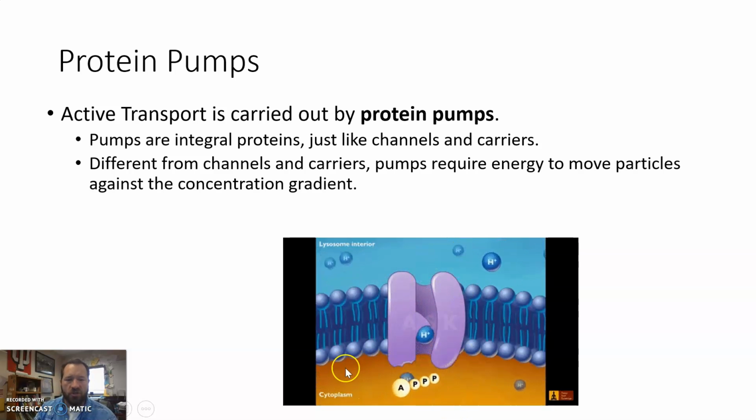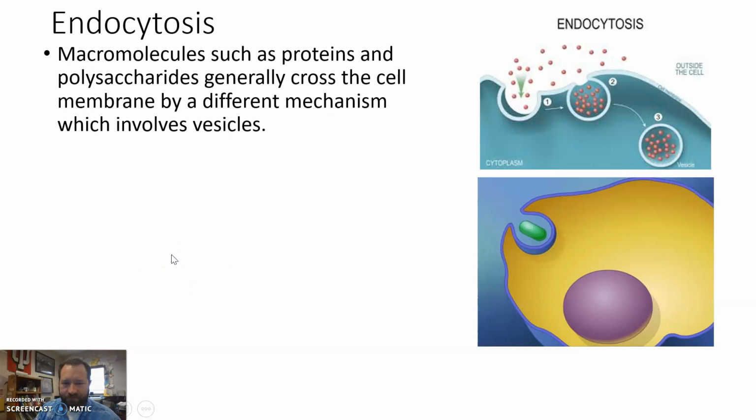With a low concentration on the bottom and a high concentration on top, and we're moving things from low to high. That's against the concentration gradient. That's why it requires energy. And we see that here. Here's our energy molecule, ATP, and it's providing the energy to move those molecules from low concentration to high concentration.